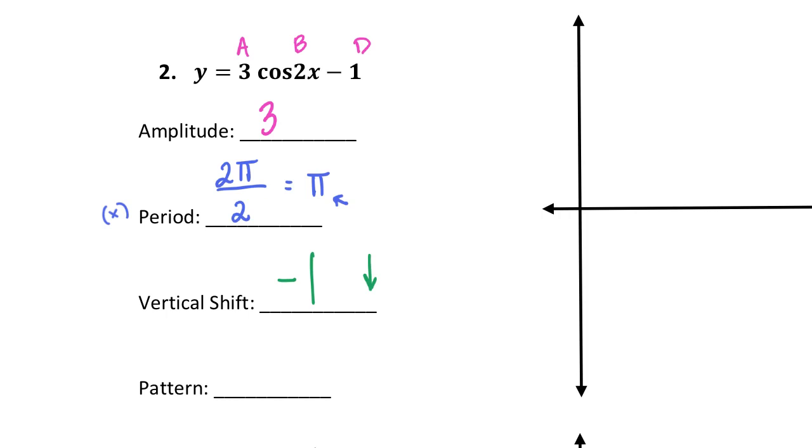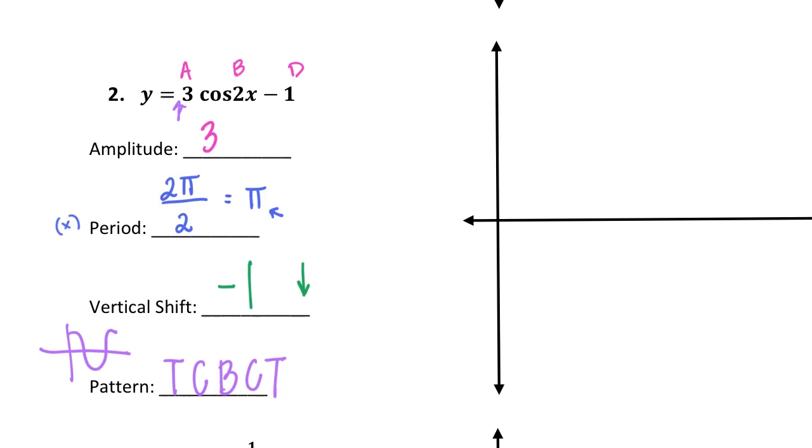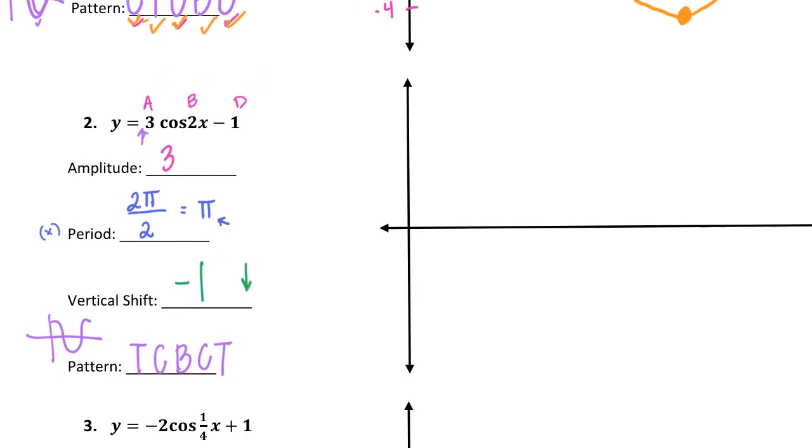And the pattern, well, it's a cosine curve. So think about your basic cosine curve. Starts at the top, goes to the center, down to the bottom, back to the center, and back up to the top. The only time we would flip that is if there's a negative out in front, and since there is no negative out in front, we keep that same pattern. Let's go ahead and label our y-axis first. The new center line has been shifted down 1.